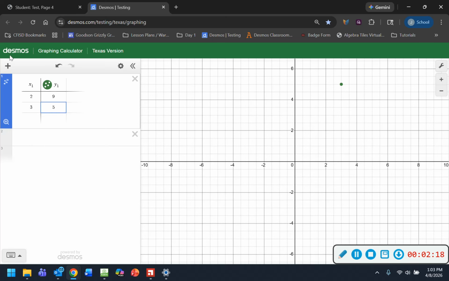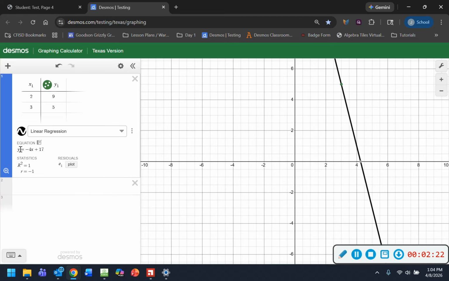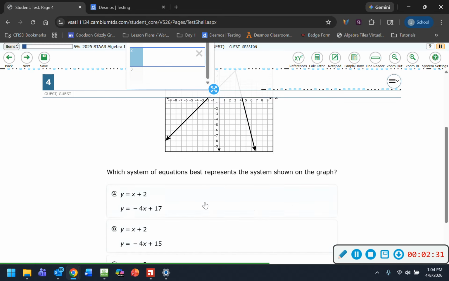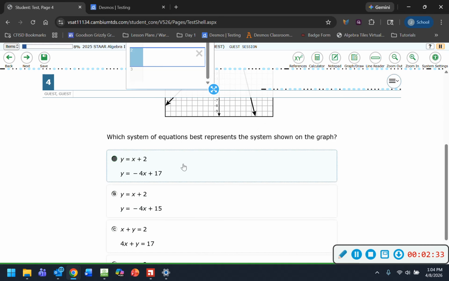Once you do that, this button appears. And if you click it, it's going to tell you the exact equation for that line. The equation is -4x plus 17. So that gave us our y-intercept, and now we can see our answer.